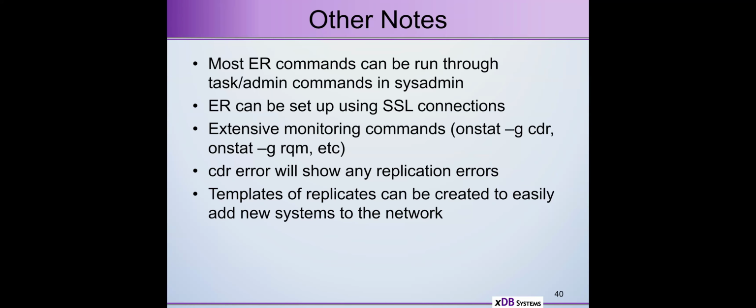There's also a CDR template option, so you can actually create a template of replicates. So if you bring a new server online, you can use a template to automatically add all the replicates it is going to need. So if you're spinning up an extra server to give yourself some more processing power, it's easy then to apply a template to it, and very quickly you can be up and running. You don't have to go and create everything manually.